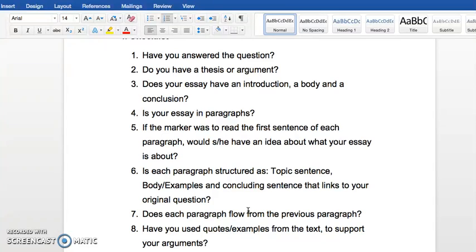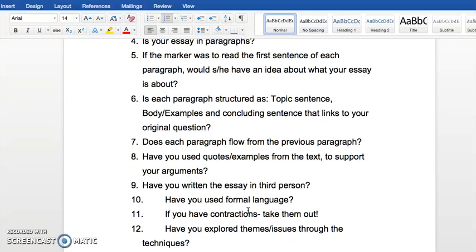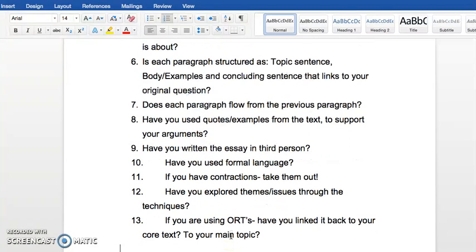Question 8, have you used quotes examples from the text to support your arguments? Question 9, have you written the essay in third person? So you never write I or we. You always just write it as a third person. Question 10, have you used formal language? Question 11, if you have contradictions in your argument, take them out. Question 12, have you explored the themes and issues through the techniques?